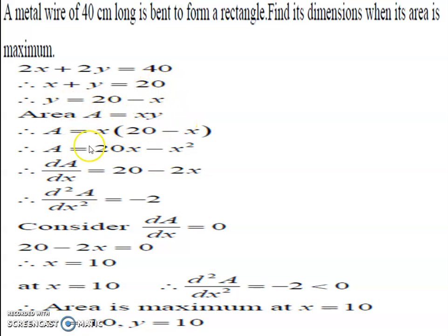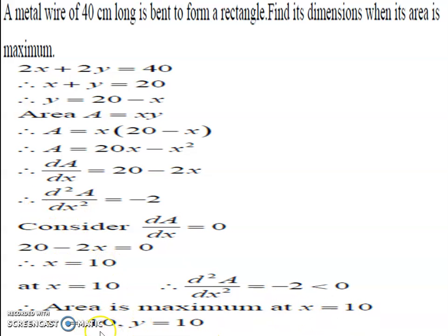Area is x into y. So we define capital A equals x into bracket 20 minus x, so 20x minus x square. Derivative with respect to x: derivative of 20x is 20, derivative of x square is minus 2x. Second derivative, d square A upon dx square, is minus 2. We put dA upon dx equal to 0, that means 20 minus 2x equal to 0, so x is equal to 10. Put x equal to 10, d square A upon dx square is minus 2. So we prove that area is maximum at x equal to 10.